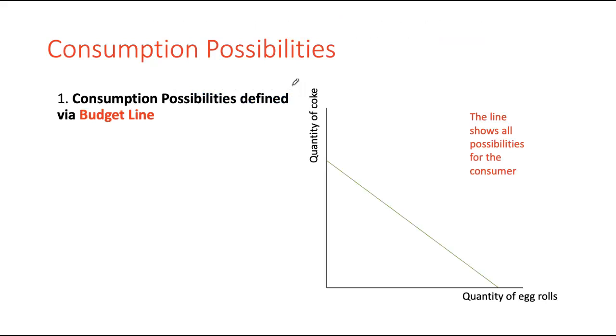So let's try and define those consumption possibilities. These are going to be defined through the budget line. A budget line is simply going to be this solid downward sloping line, which is going to give you all the possible consumption possibilities for a given consumer.